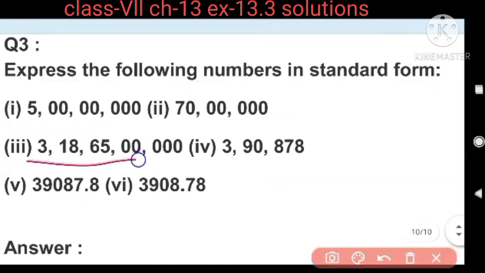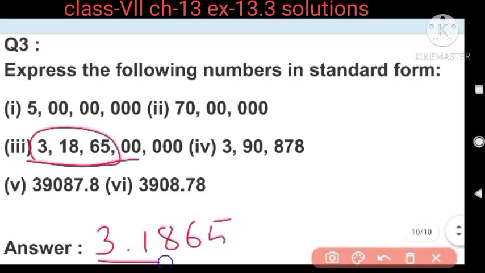So what is given in question number 3? 3, 18, 65, 00, then 000, isn't it? So now we are going to write it in the standard form. How many numbers are there excluding the zeros? There are 5 numbers, isn't it? So what you are going to do is write 3.1865. After that, multiply with 10 to the power.